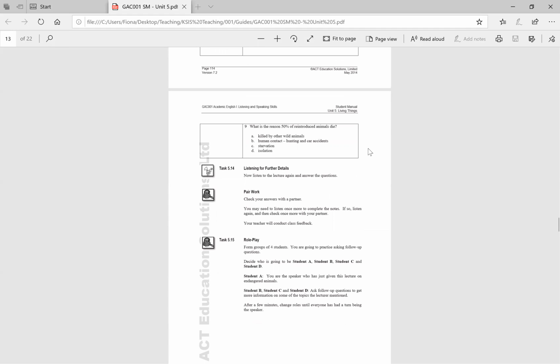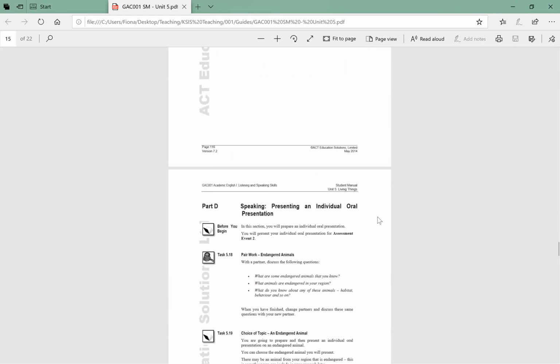At the same time, animal reintroduction projects must go hand in hand with environmental preservation. This requires a combined effort from biologists, ecologists, and wildlife management that also involves local communities. In a recent study of reintroduced animals, half of the deaths that resulted while they were in the wild were because of human contact from hunting and car accidents. This shows the importance of informing local communities and gaining their support for reintroduction projects before they are carried out. Okay, so what is the reason 50% of animals die? Human contact, hunting, and car accidents.